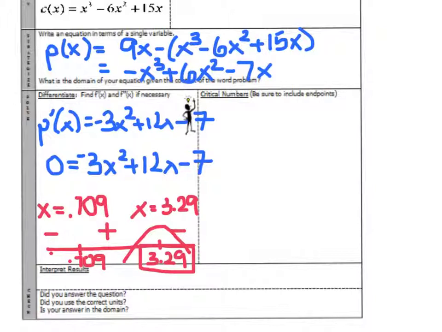Okay, so did we answer the question? Yes, we found the value of x that we need to produce to maximize profit. Unit is in thousands of units, and yes, it is in the domain. So now you go ahead and try the two problems that were assigned to you, showing all of your work through the process of optimization.